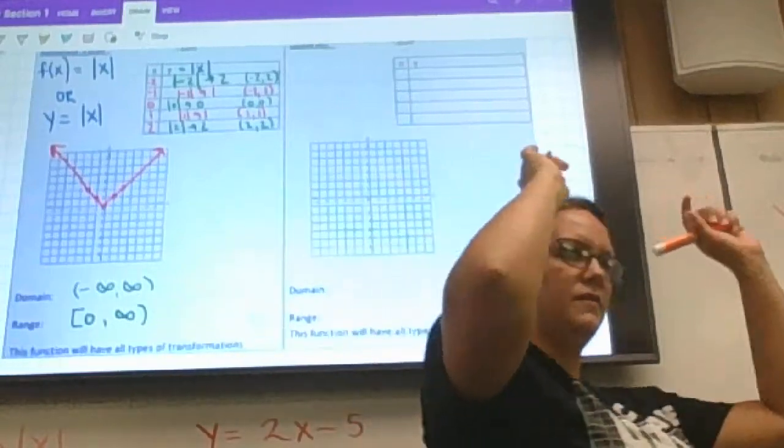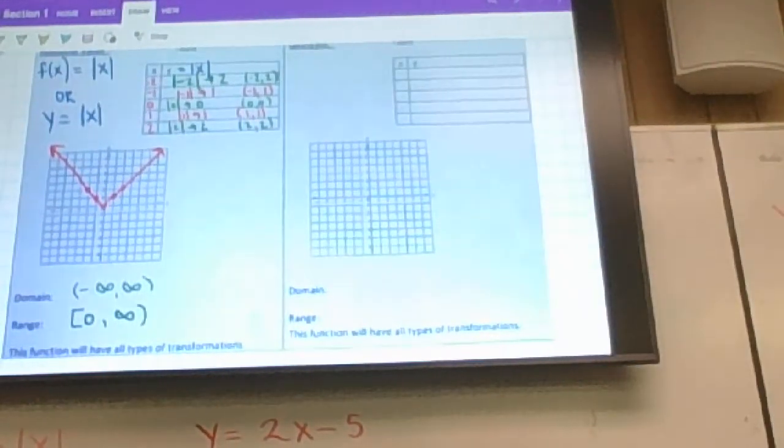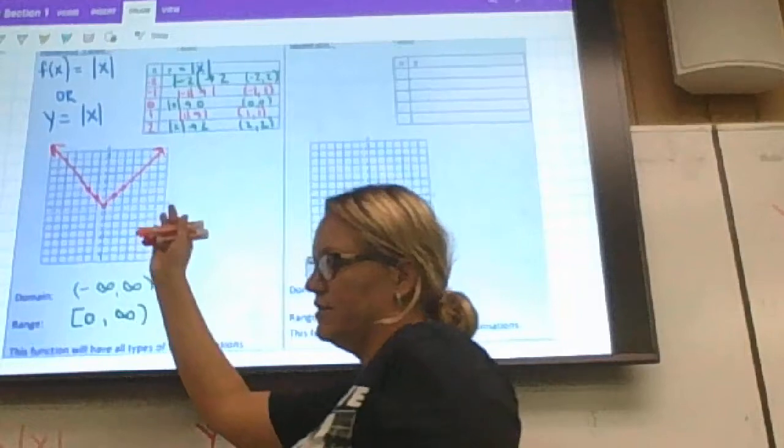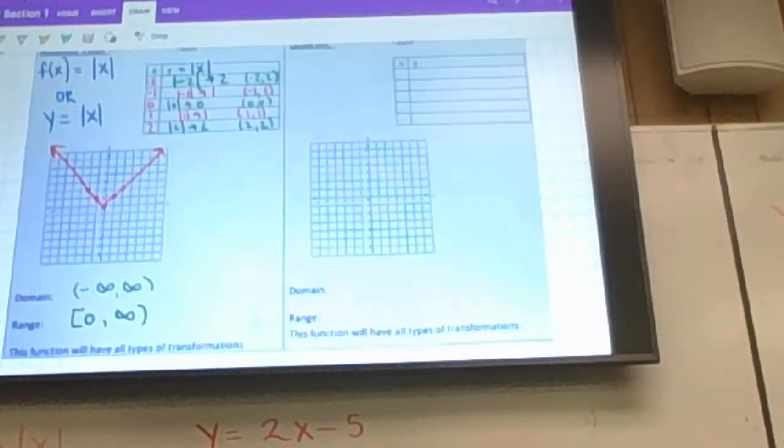If I wanted the V to go down, I could put a negative sign in front and it would reflect every number. It would be -1 times the absolute value of x, so every y would be negative. So that would make the arrows go down. So this can look a lot different. This is the most basic absolute value.